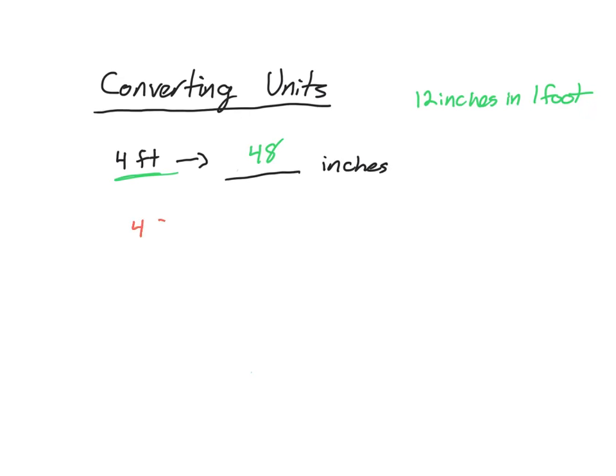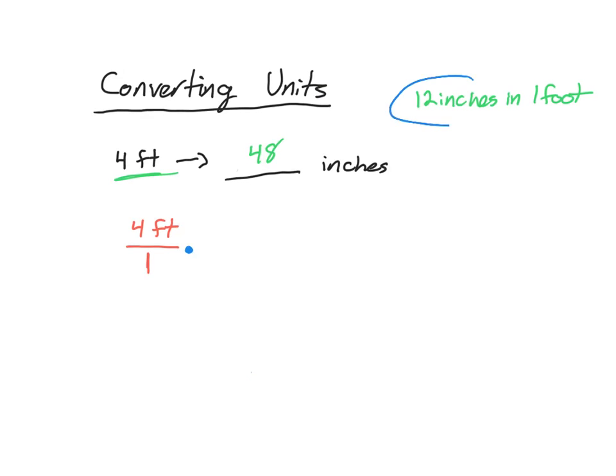So if I'm starting with 4 feet, I need to start with a fraction. All I need to do is put it over 1. Now 4 feet is a fraction. Next, I need to figure out something called a conversion factor. Now, a conversion factor is a fraction that expresses one unit in equivalent terms as another unit.